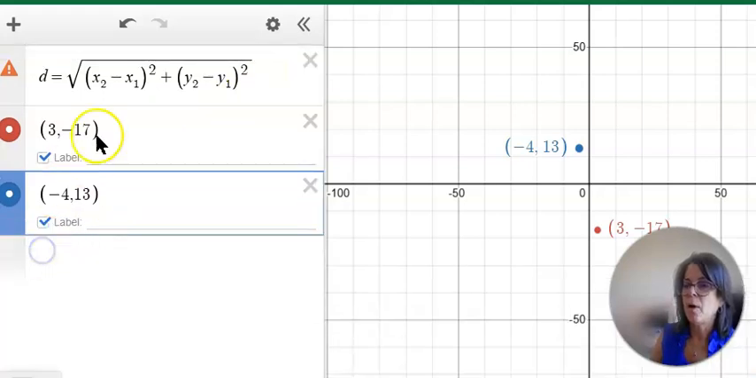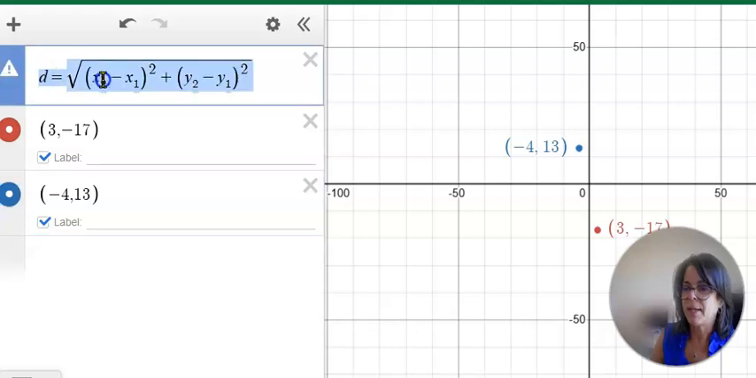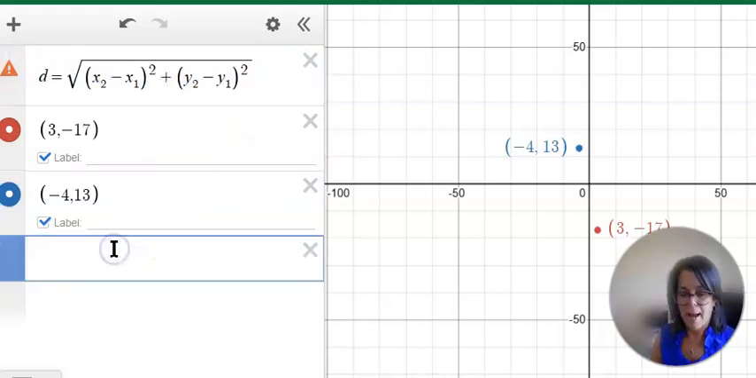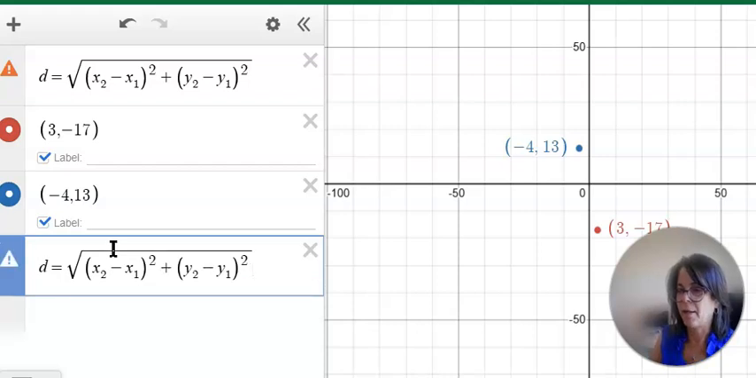I also put the points that I wanted in, so we have a visual. What we're looking for is the distance between those 2 points. Now, it would be really nice if both of the points were on the same line on the grid, on the graph. That way we could just count. But we can't. So we're going to use this formula instead. The nice thing about Desmos is it lets you highlight, copy, and paste this formula.